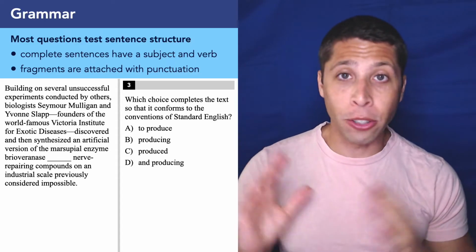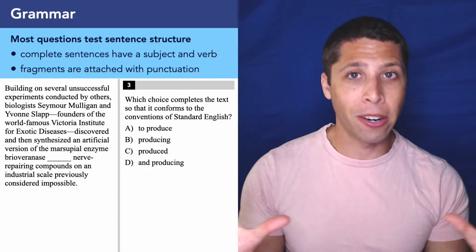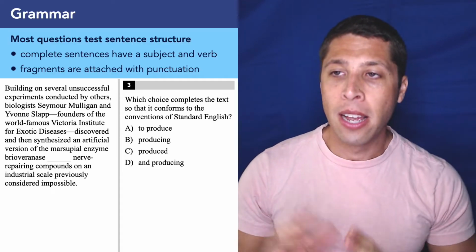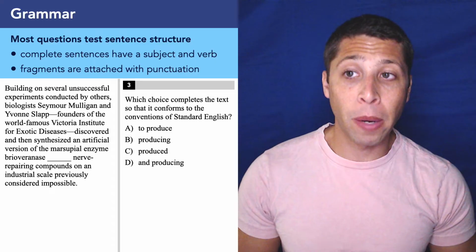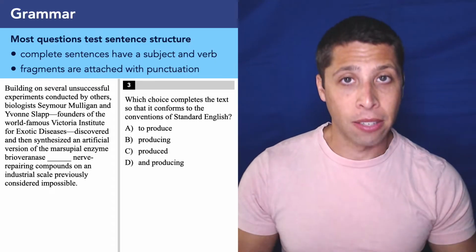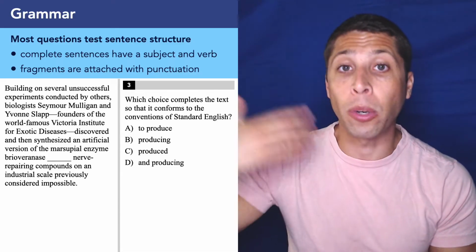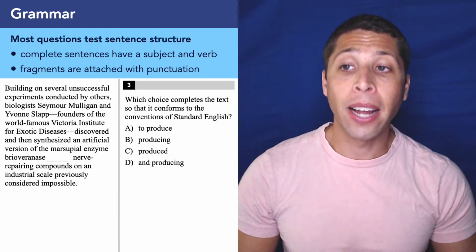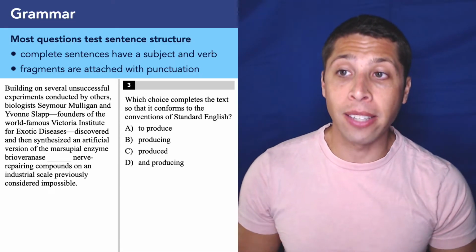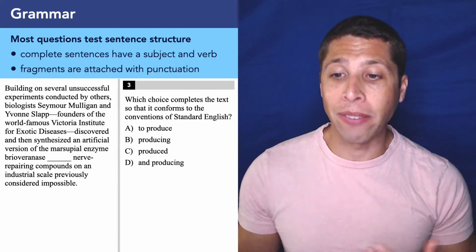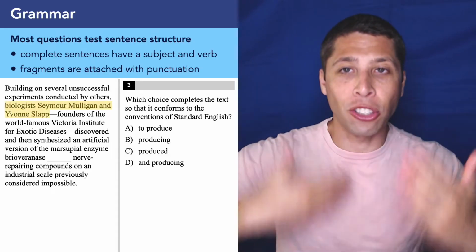So as I'm reading, I'm going to do the same thing. I'm going to think about where do I have fragments, where do I have sentences? Building on several unsuccessful experiments conducted by others. That's a fragment. The comma is letting us attach that fragment to the main sentence. We're leading into the main sentence. Biologists Seymour Mulligan, Yvonne Slapp. Okay, now we have a dash. We haven't seen that before, but I can tell we're kind of starting the sentence.